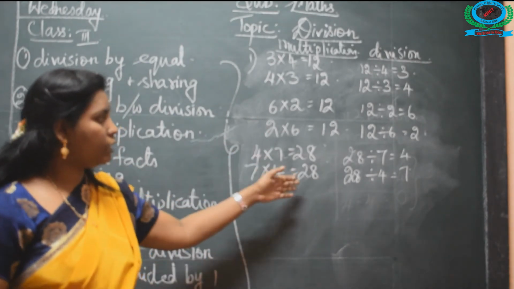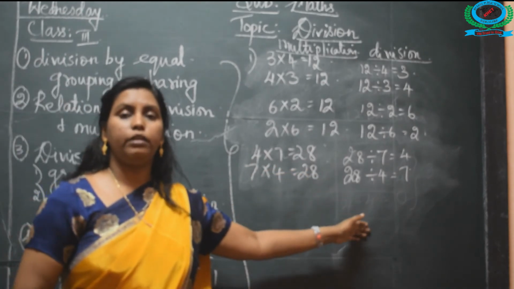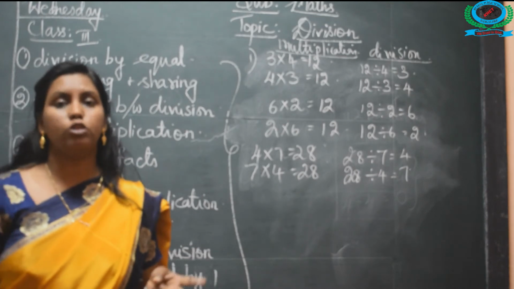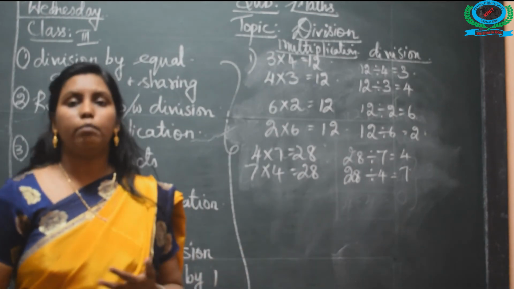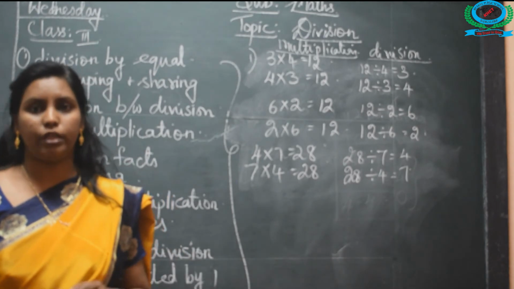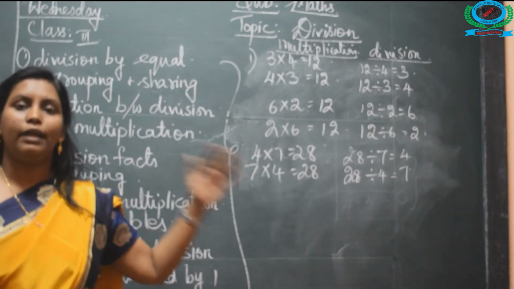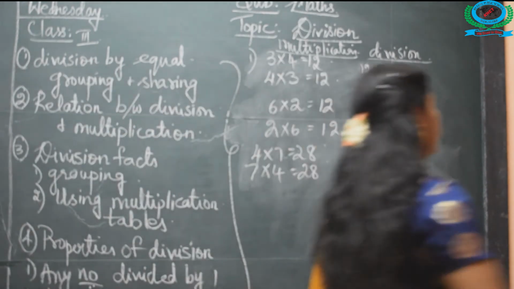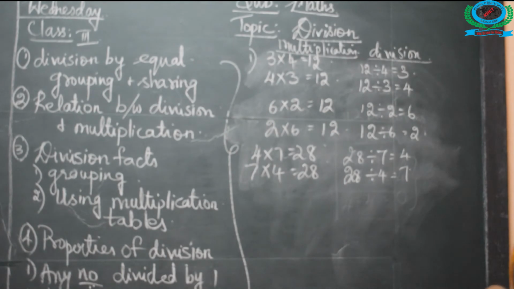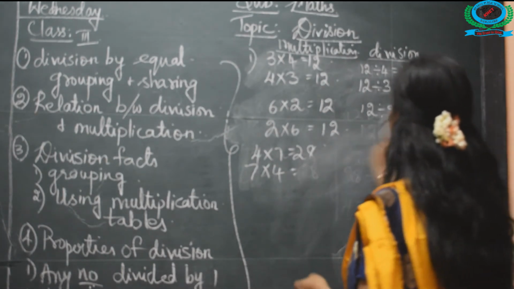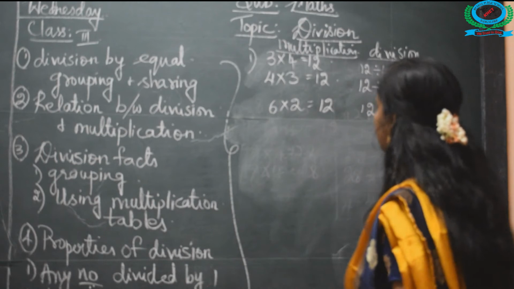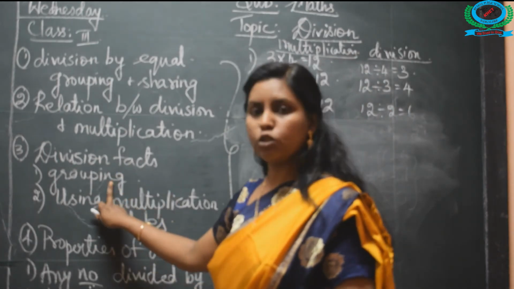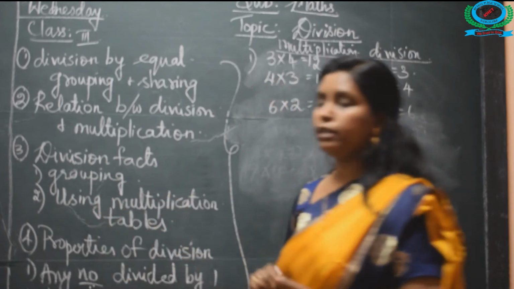Where you get the product, if it is divided by a number, you get the same numbers. The 3 numbers you use in multiplication, those same 3 numbers will also be used for division. That's how it is related to each other. So moving on to the third subunit, that is division facts. First one is grouping, second one is using the multiplication table.